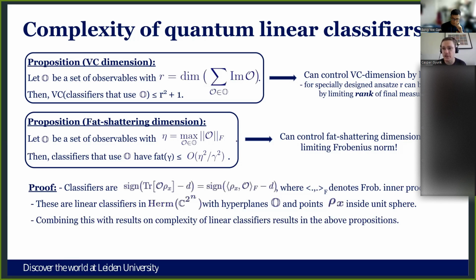So if we combine this and we look at bounds on the complexity of linear classifiers, we plug in the right space, we plug in the right norms of the data points, we plug in the right hyperplanes, and we find that we're able to obtain the above propositions.